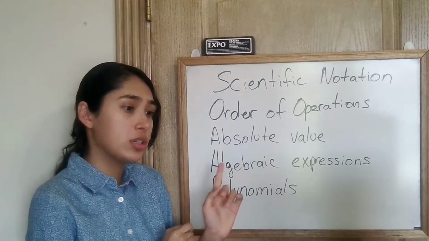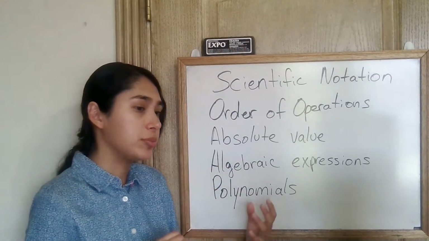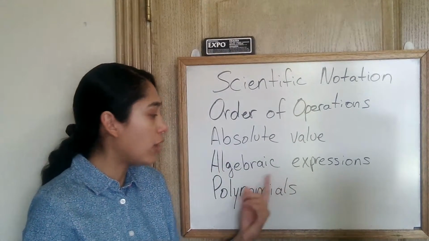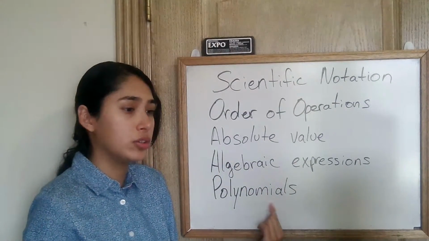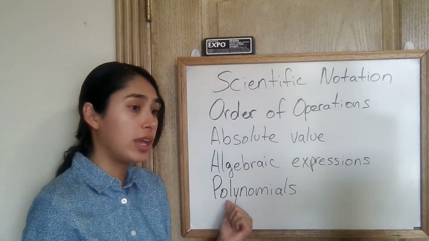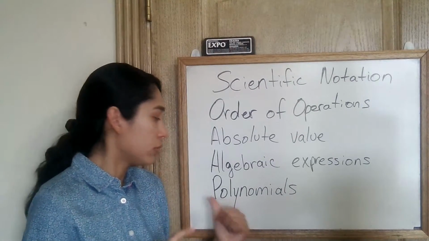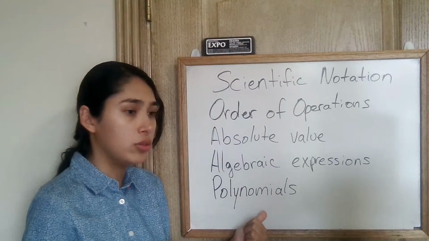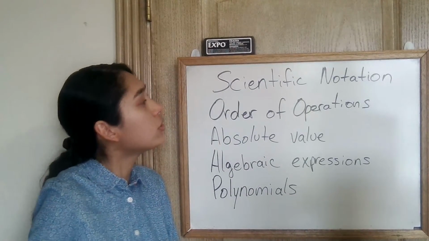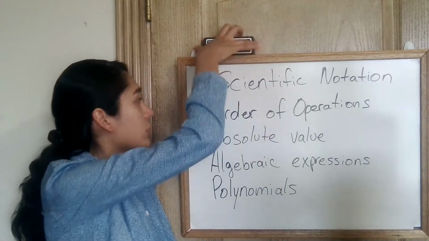Algebraic expressions, what are the different ways that you can express values using algebra, and then we'll be talking about polynomials. Polynomial, unlike the word mono, which means one, poly means many, and nominal, many numbers. Okay, so let's start off with scientific notation.